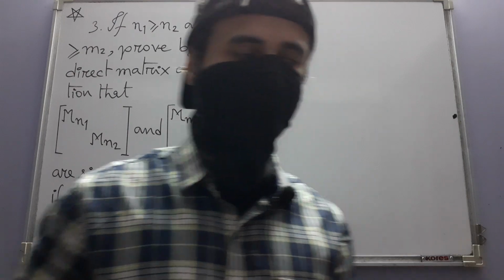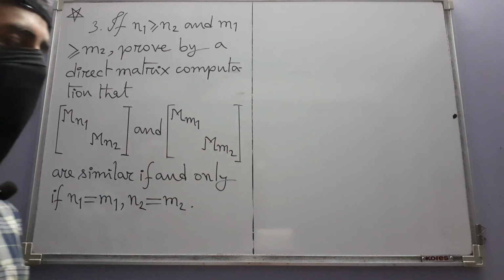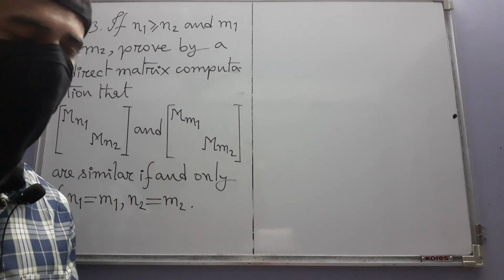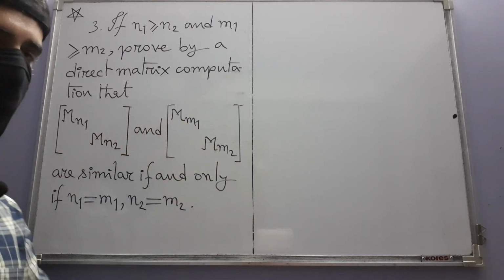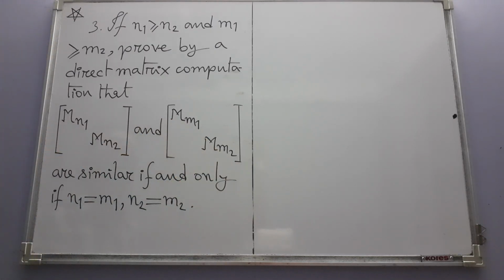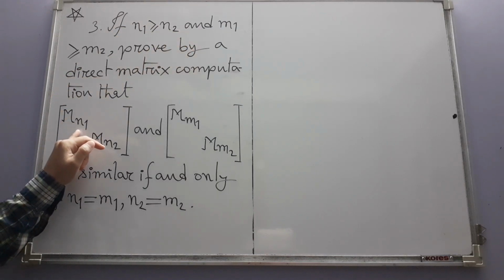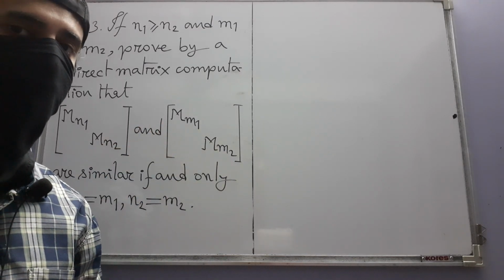So the next one is 3. In this one we have these two matrices, block diagonal matrices, each one having two diagonal blocks. And the blocks are our usual matrices M. And it's also of course given that N1 is greater than or equal to N2 and M1 is greater than or equal to M2.